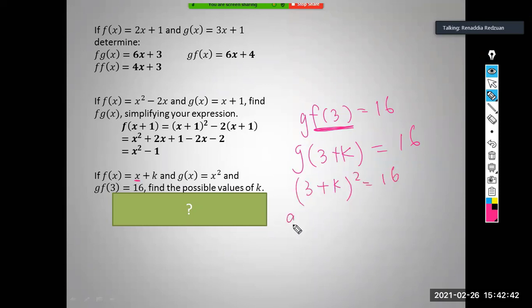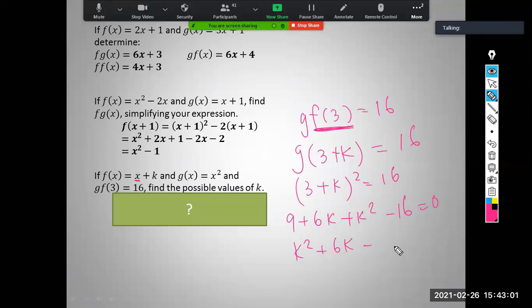Expand this, k squared plus 6k plus 9. 16 move here, minus 16 equal to 0. Okay, so k squared plus 6k, negative 16 plus 9, negative 7, equal to 0.